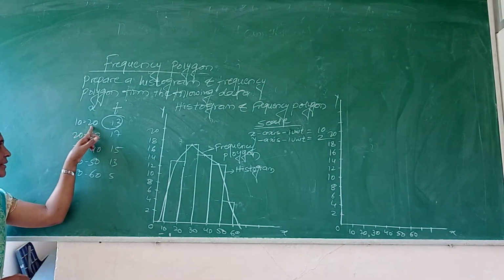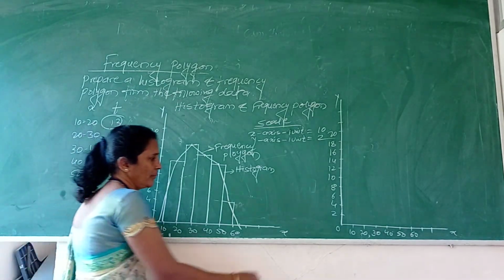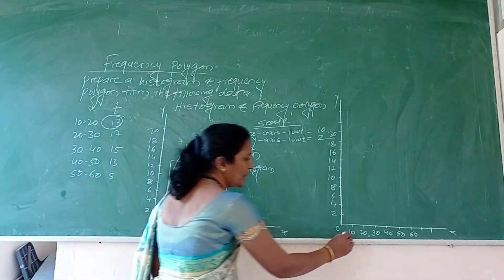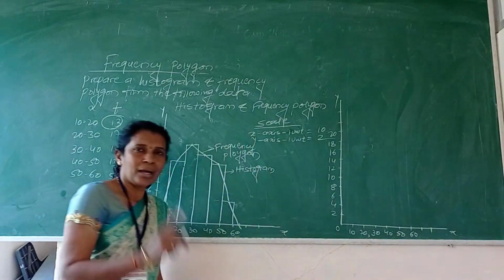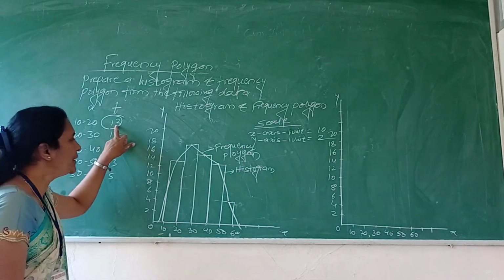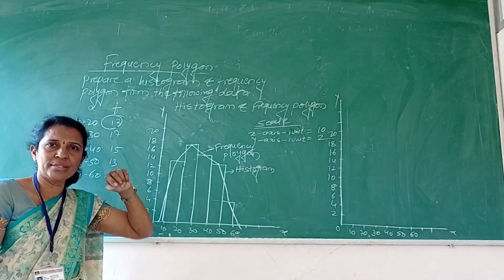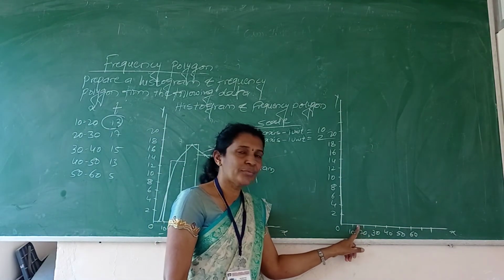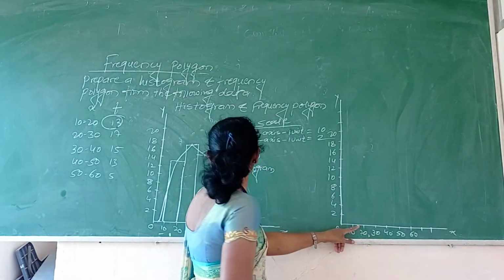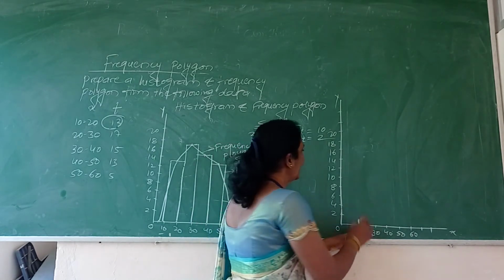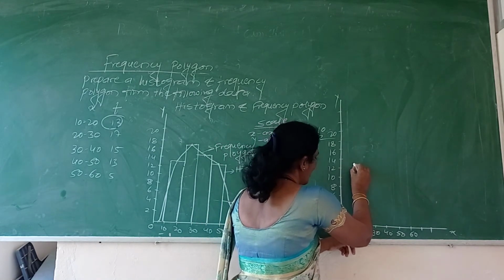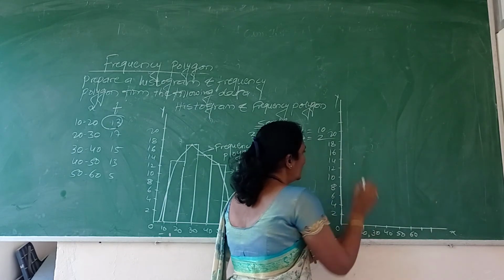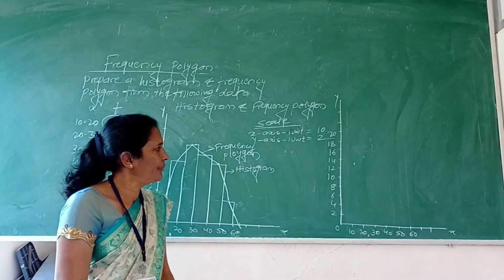So what is your first class? 10 to 20. The middle of 10 to 20 is 15. Put a dot or star at the height 13. What will be the height? It will be 13. So where is 13? Here it is. Put a dot or star at 13.